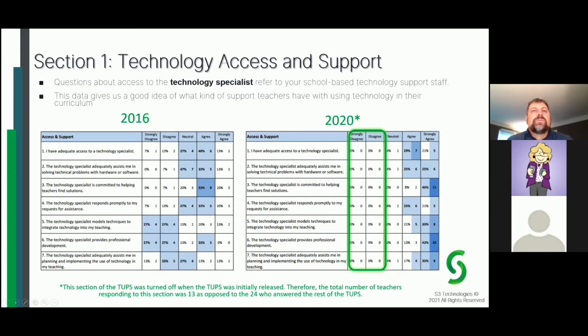So to have that for us is huge, to be able to say, okay, I think we're on the right track. We're doing a good job. The teachers feel like they're being supported. And I think that's the number one thing.